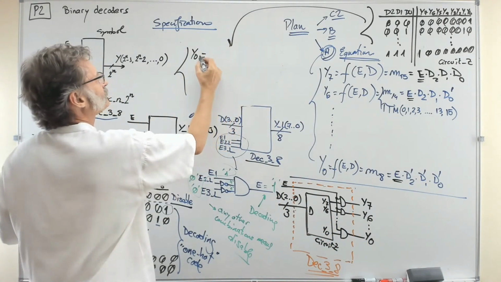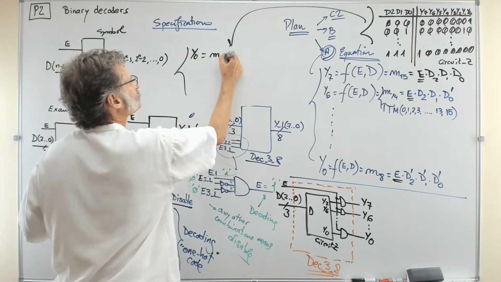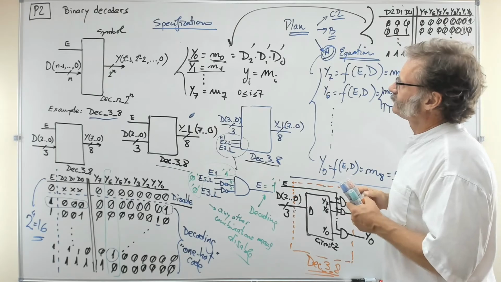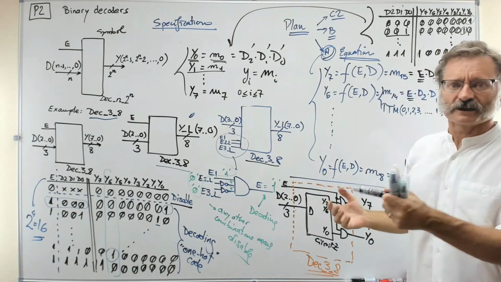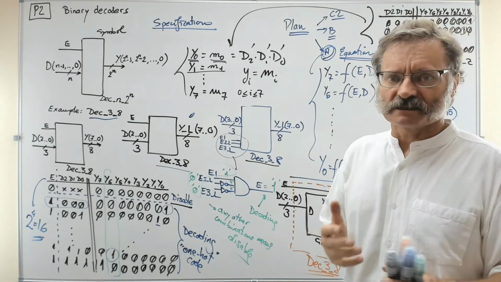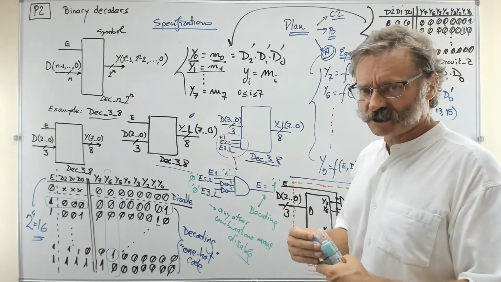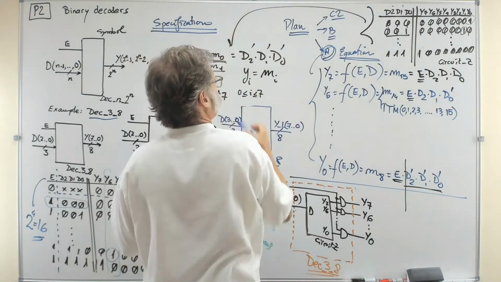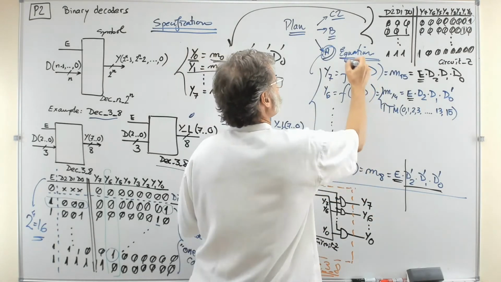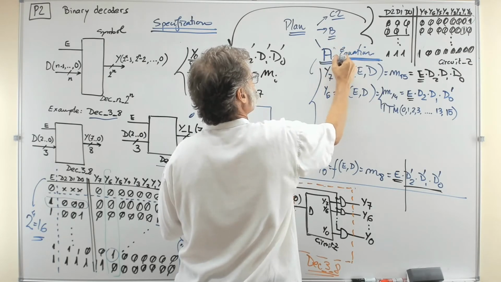And now what? Look at this. The Y0 has only one minterm. And which one? The minterm 0. The Y1 has a single minterm again, and the minterm is the 1. Okay, so you see, setting apart the E, what you've got is the minterm 0, the minterm 1, and the minterm 7. So in this way, you may say that the circuit is even easier to remember the way it works, because the outputs are related to the binary code, okay?